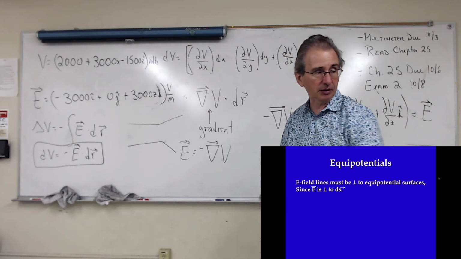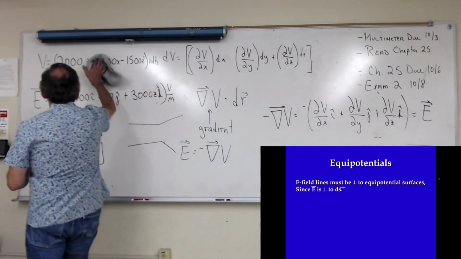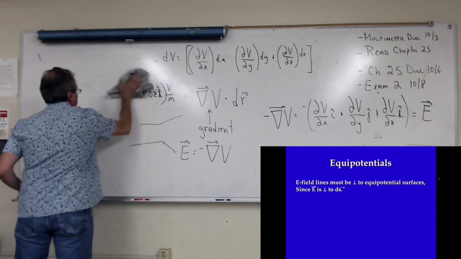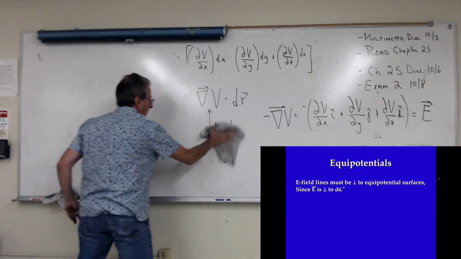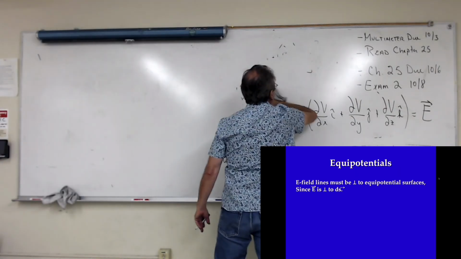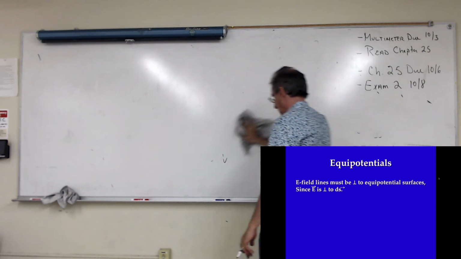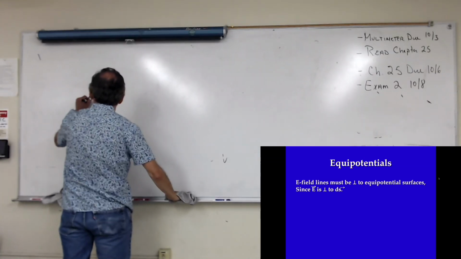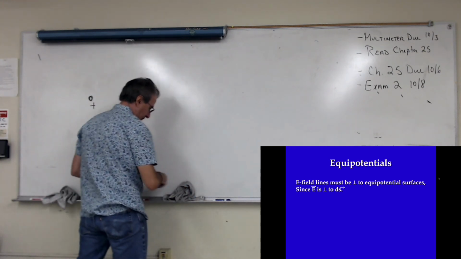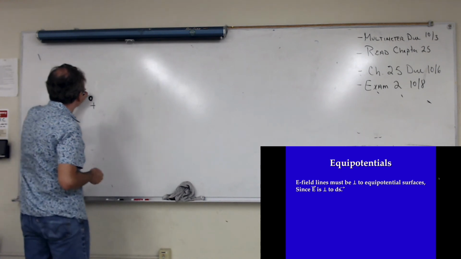Let me give you an example. Suppose I have a point charge. Let's pretend it's positive. I also use positive charges. Positive charge here. What do the field lines look like? Well, they point away from the charge. So let me draw field lines for this thing.